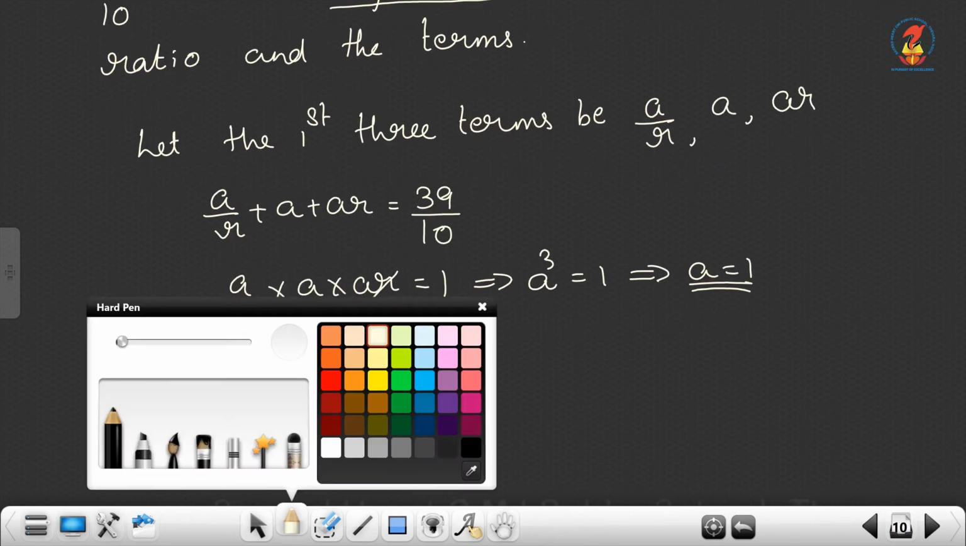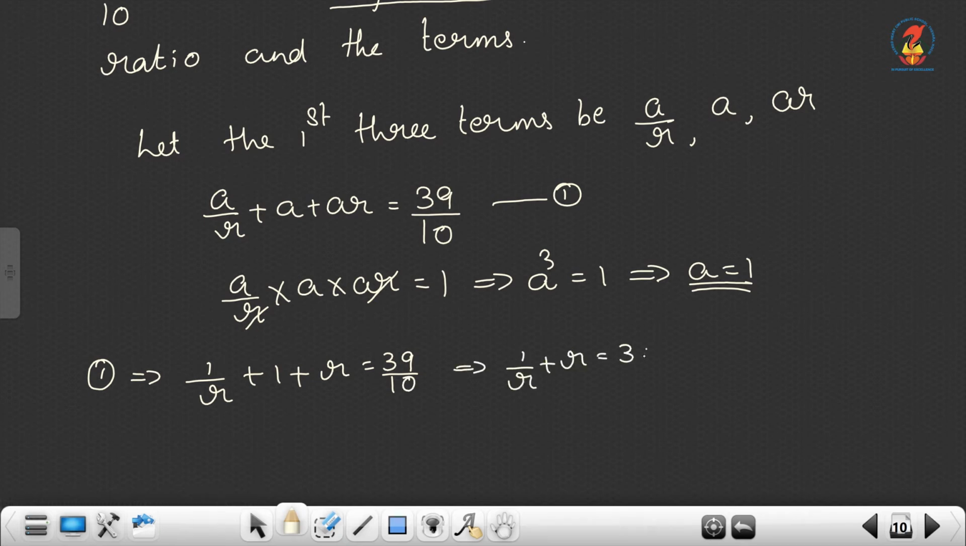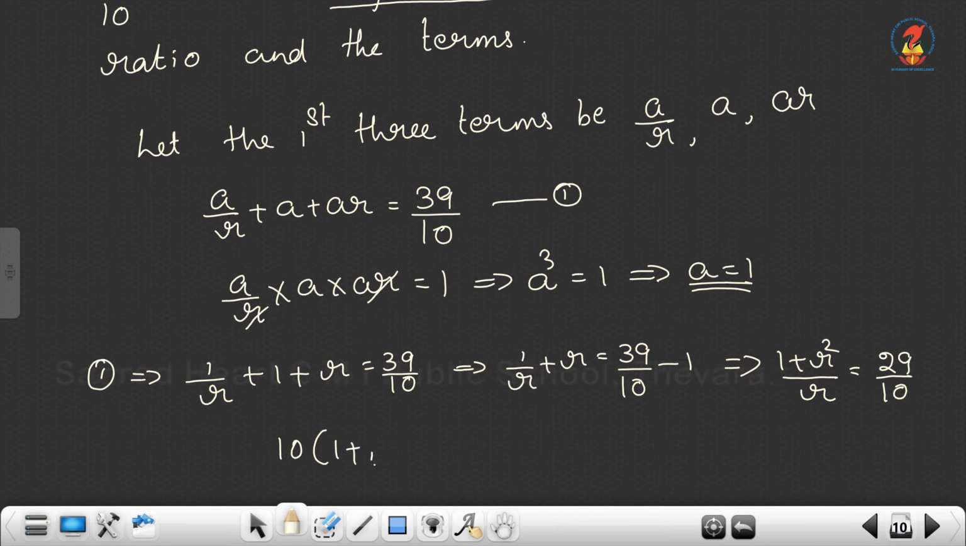So, substitute in the first equation. The first equation becomes 1 by R plus 1 plus R is equal to 39 by 10, which implies 1 by R plus R is equal to 39 by 10 minus 1, or that implies (1 plus R square) by R, correct? Cross multiply: 39 minus 10, that is 29 by 10. So, again we have to simplify. 10 into (1 plus R square) is equal to 29R.